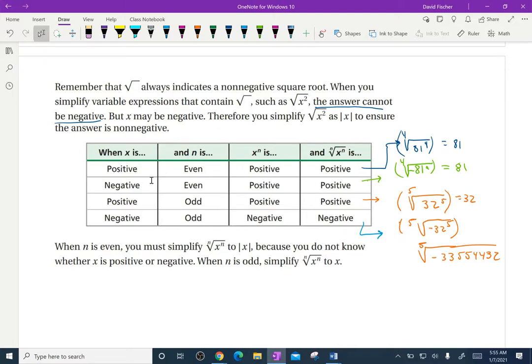It's kind of a confusing chart, but square root always indicates a non-negative number. So that means we can never take the square root of a negative number. Be careful here. If you did the square root of just negative 81, it's going to give you an error because there's no number times itself that will equal a negative.